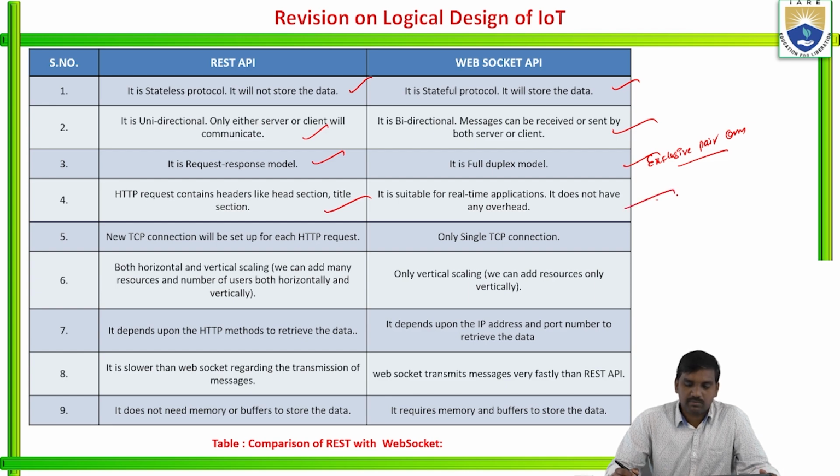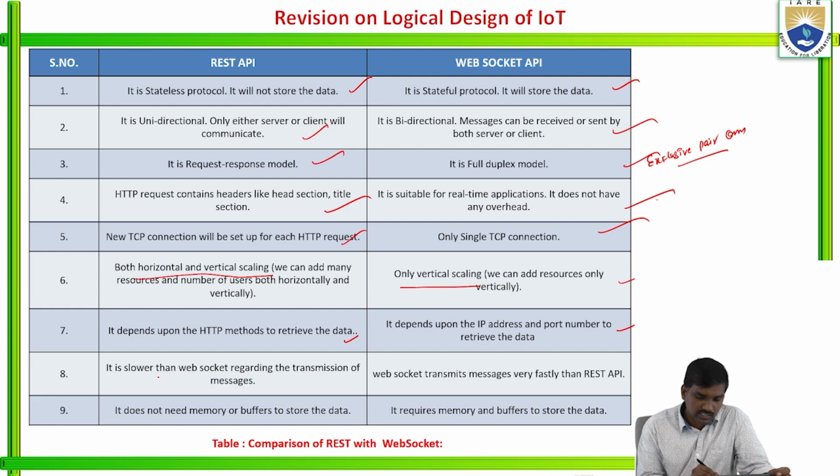WebSocket is suitable for real-time applications and does not have this overhead, while REST does not support real-time applications. A new TCP connection is set up for each HTTP request, while WebSocket maintains only a single TCP connection. For REST we can add both horizontal and vertical scaling, but only vertical scaling is applicable for the WebSocket API. REST depends on HTTP methods to retrieve data, while WebSocket depends on the IP address and port number. REST is slower than WebSocket in the transmission of messages.